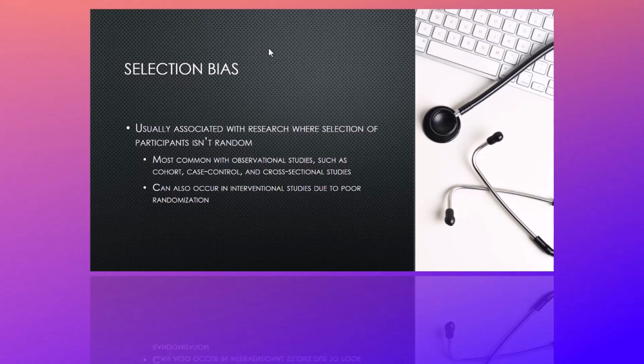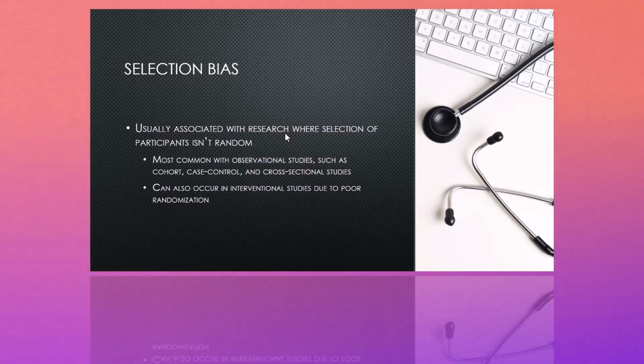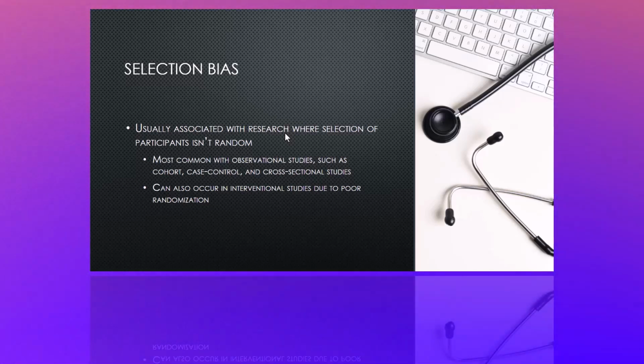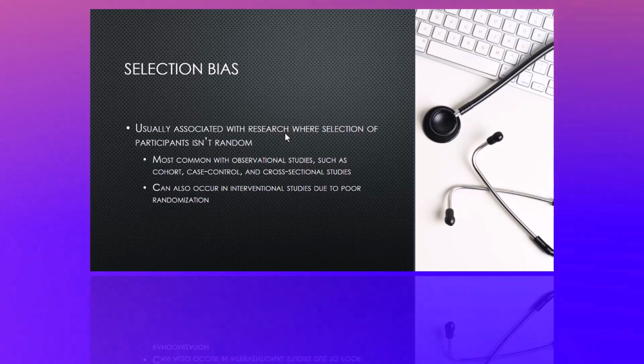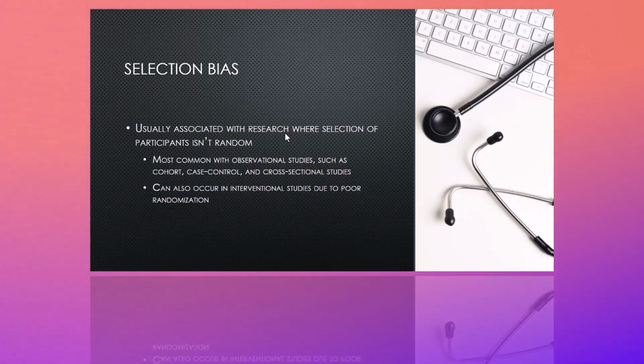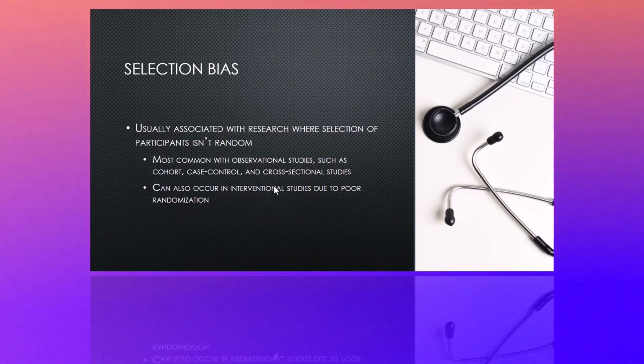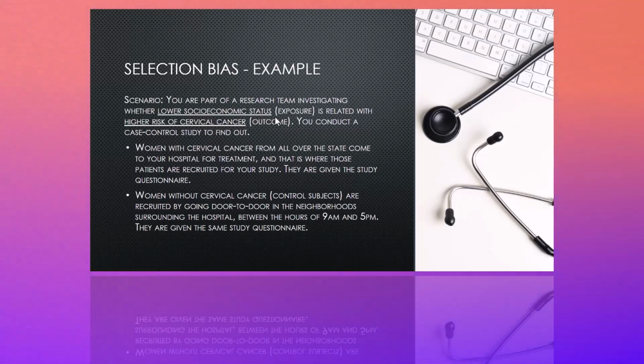Selection bias is usually associated with research where selection of participants is not randomized. This is most common with observational studies, such as cohort, case control, and cross-sectional studies. But it also can occur in interventional studies due to poor randomization. So that will be something that you are looking for as you are critically evaluating research. We'll talk more about that in the future. So here is our example of selection bias.